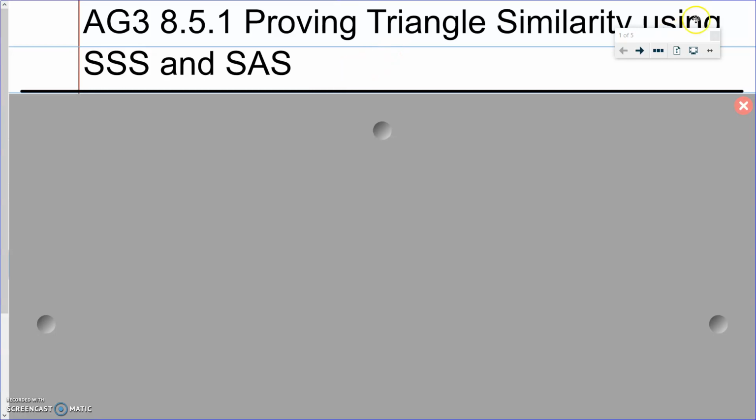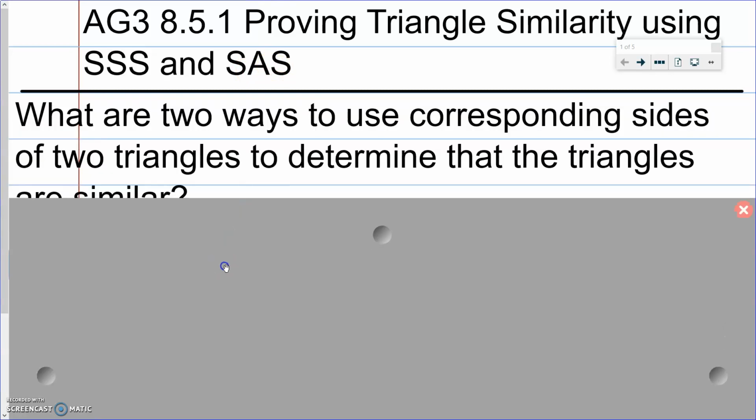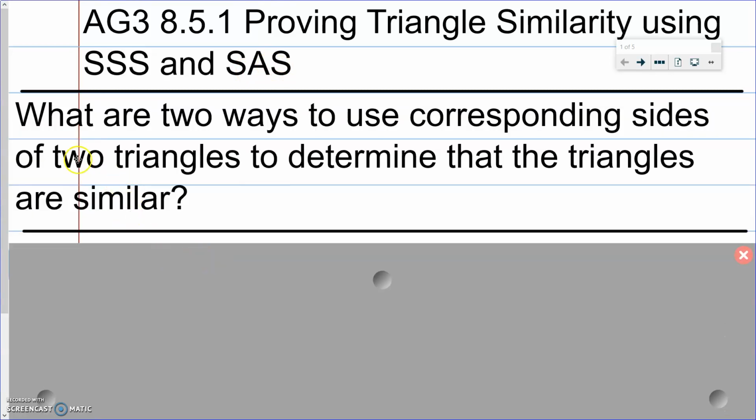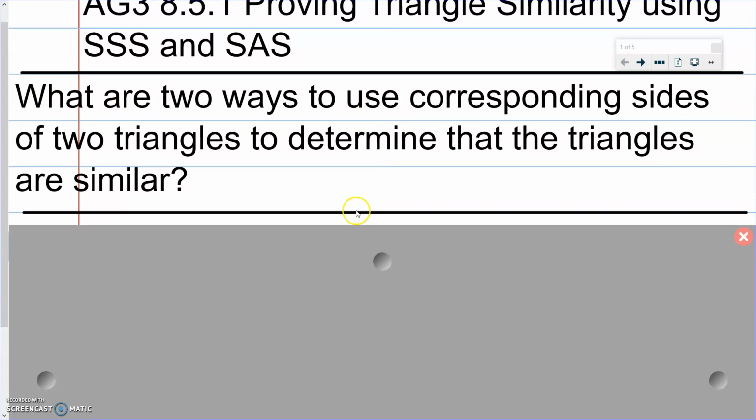We're getting close to the end. We're looking at proving similarity using SSS and SAS, so we'll be looking at both of those today. This is side, side, side, and this is side, angle, side. Our essential question: what are two ways to use corresponding sides of two triangles to determine that the triangles are similar?